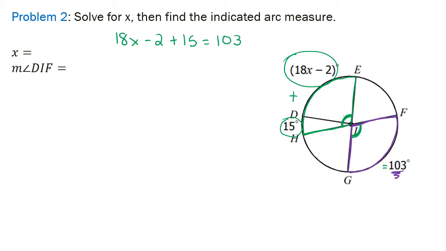So now I can go ahead and solve this problem. I have a negative 2 and a plus 15. That's going to give me 13. Then I'm going to go ahead and subtract the 13 over.